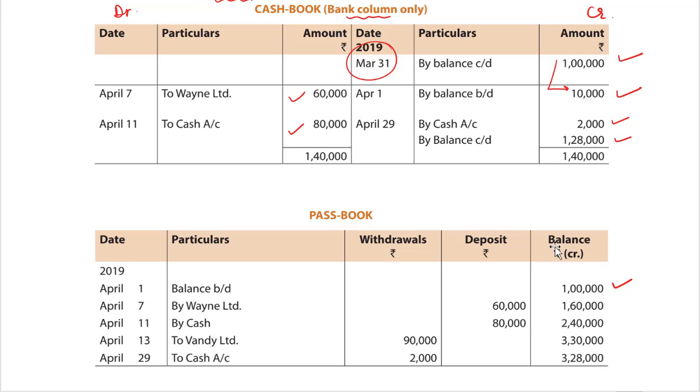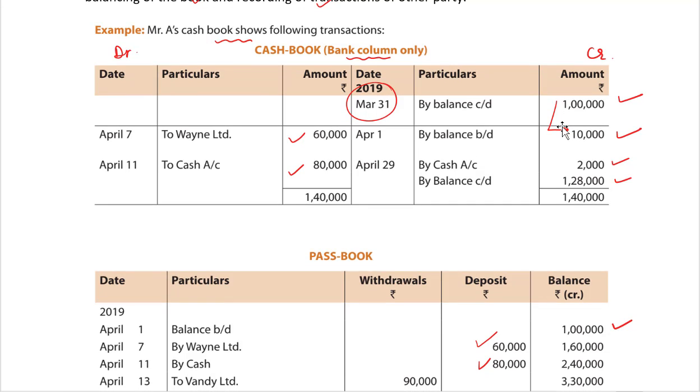When the balance deposit is 60,000, then by cash 80,000, Vandy 90,000. Over here there is no entry of Vandy, and cash 2,000, the entry is there. Just see the cash book and passbook entries properly. There are errors over here. We need to rectify that.